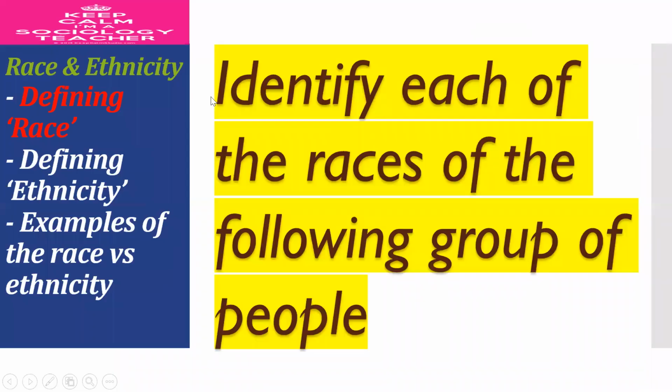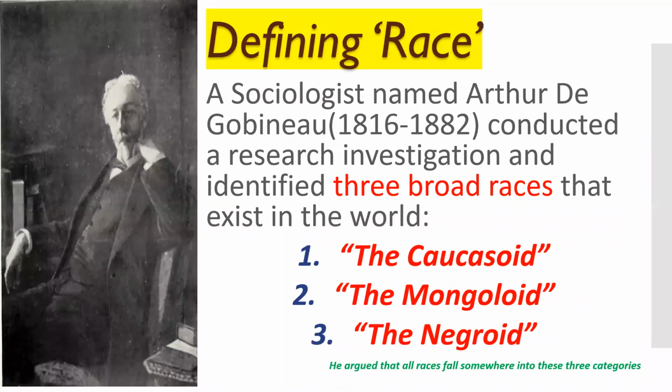But we'll continue. Then we did this activity where I asked you to categorize these people based on the research of the French sociologists. Now, let me show you the French sociologist research. Here we go. The guy's name is Arthur de Gobineau, and he went around the world between 1816 and 1882. And he said, in the world, there are three races. That's it, three races. There's the Caucasoid, the Mongoloid, and the Negroid. He said all people of humanity fit into one of these three categories. So whenever you hear those three categories, you have to realize it came from him. He's the one who came up with this concept, okay?